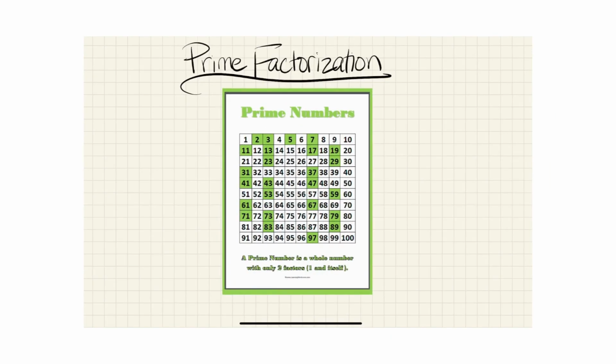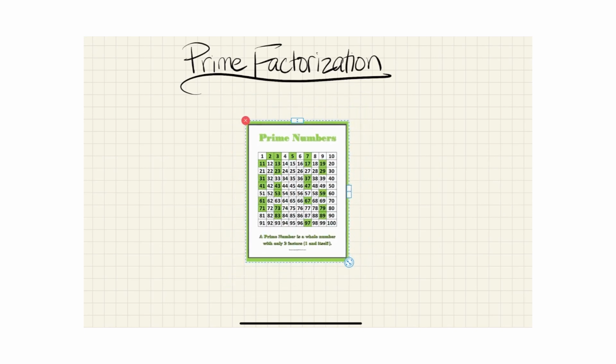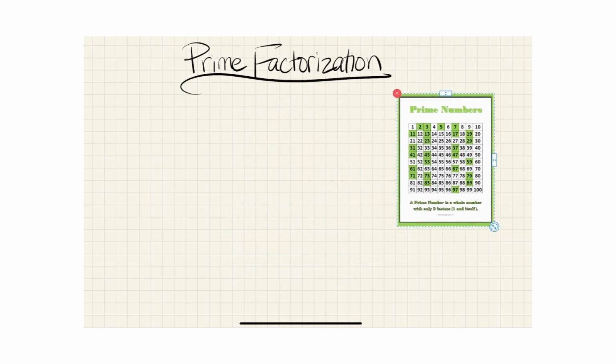Everyone, today we're going to talk about prime factorization, and that's finding the factors of a number where all the factors are going to be prime. So if you remember, a prime number is a whole number with only two factors, 1 and itself. And I've put up this great chart here where all the prime numbers are green, just in case we need to reference it later. So I'm just going to move it over to the side and get it out of our way.